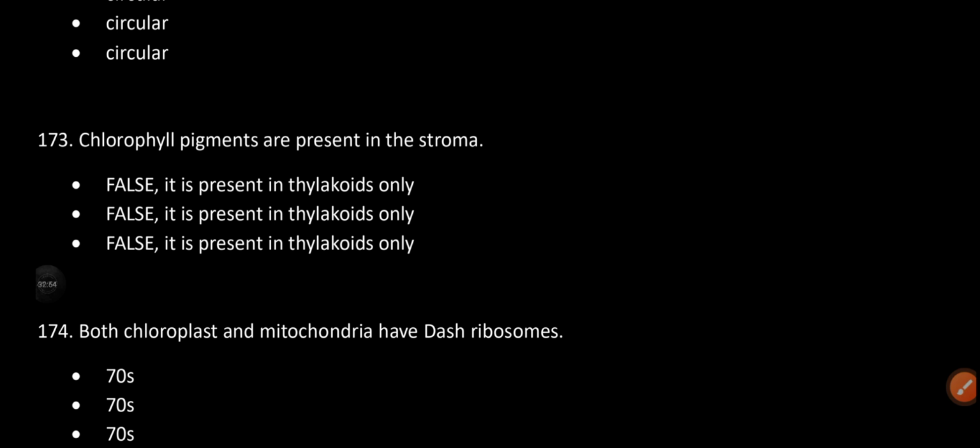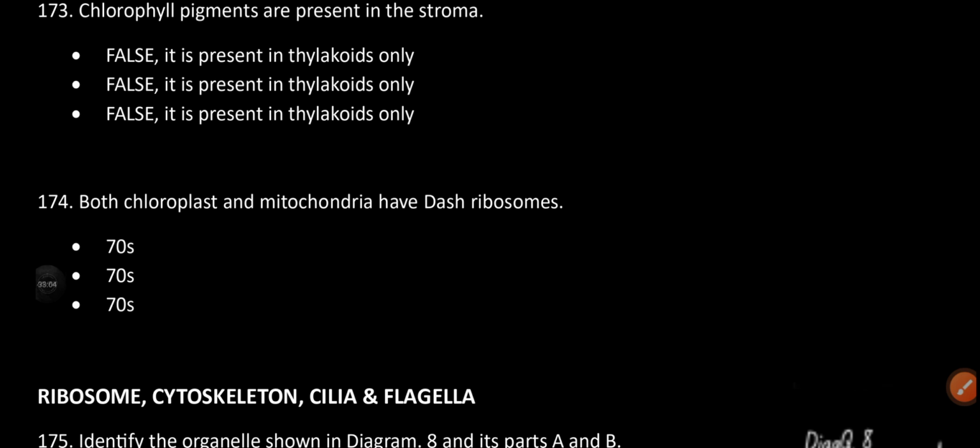Chlorophyll pigments are present in the stroma. False. It is present in thylakoids only. Both chloroplasts and mitochondria have dash ribosomes. 70S ribosomes.